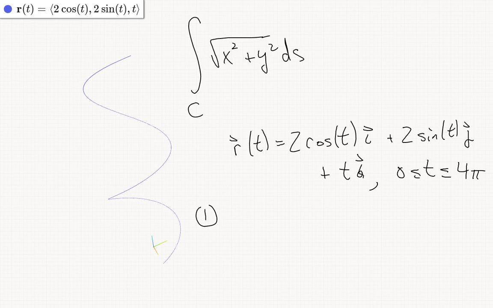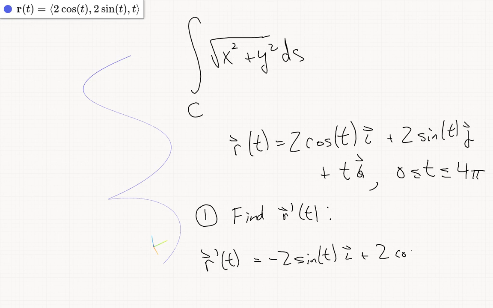So first we'll find the velocity vector. So r prime of t will be negative 2 sine t times i plus 2 cos t times, that should be times j, and then plus k.